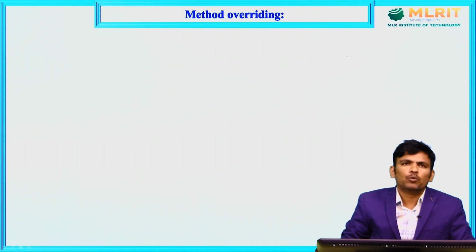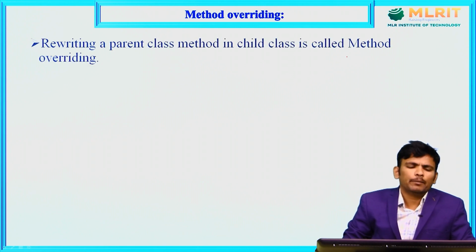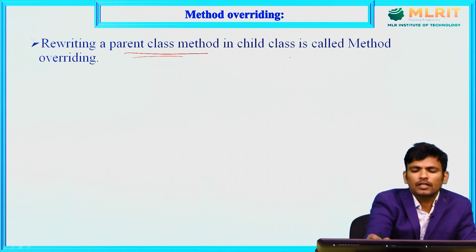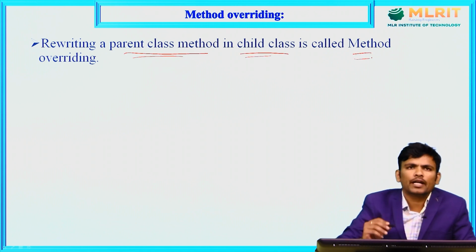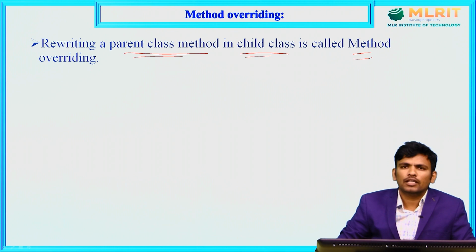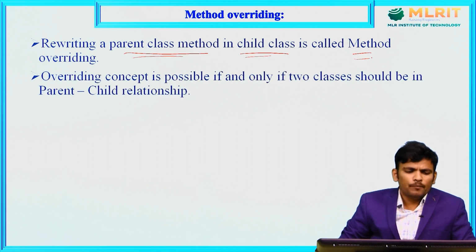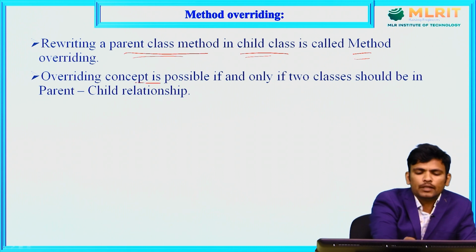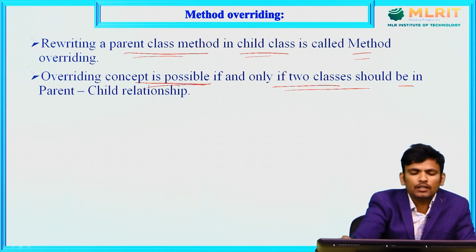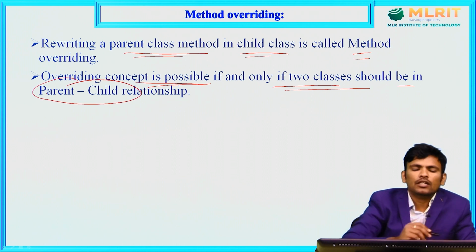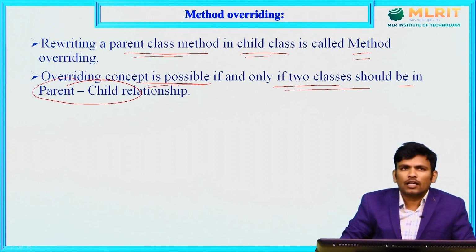Now, what is method overriding? Method overriding means rewriting a parent class method in a child class. Here, to override the method, two classes are mandatory, and the two classes must be in a parent and child relation. So overriding is possible if and only if the two classes are in a parent and child relation. Means if inheritance is there between two classes, then only the method overriding concept is applicable.